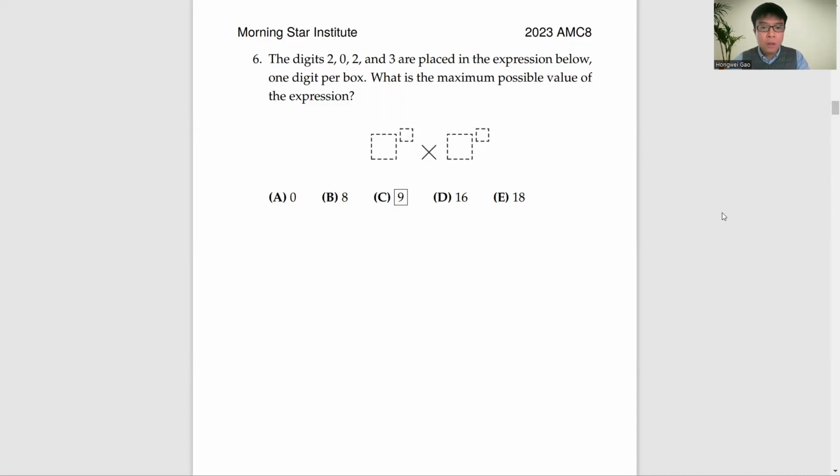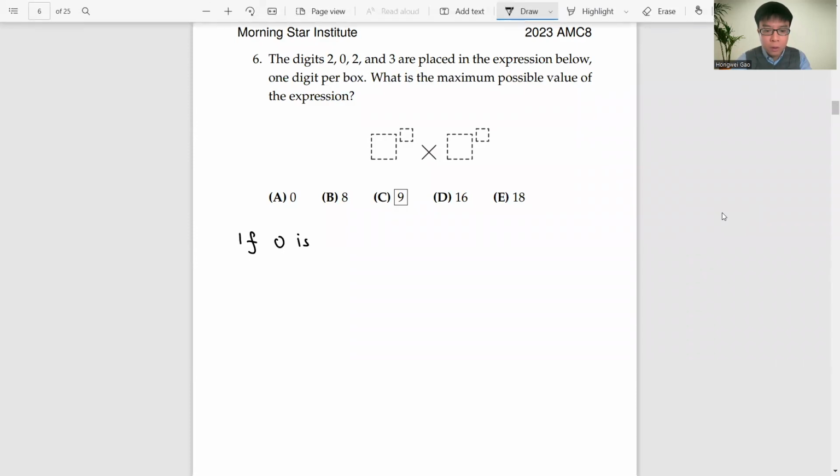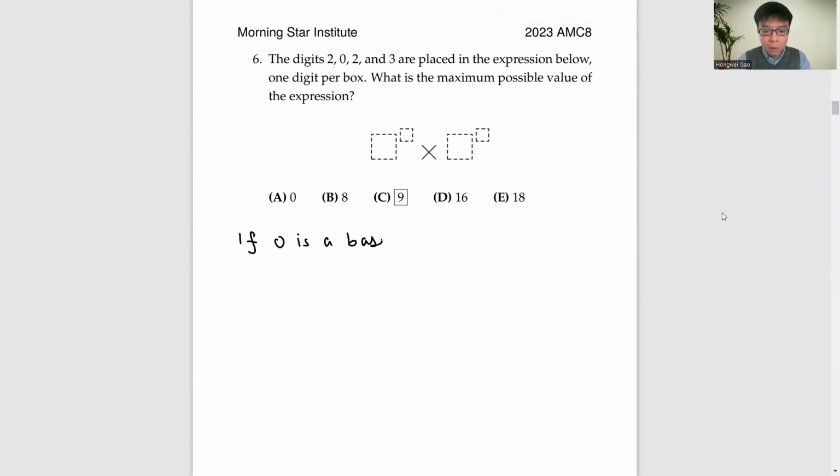Question 6. The digits 2, 0, 2, 3 are placed in the expression below. What's the maximum possible value of the expression? So here we'll notice that 0 is a special number. If 0 is a base number, then the result must be 0, because 0 to some power times whatever number is always 0. It could not be the maximum number, so we don't do that. So 0 must be one exponent number.